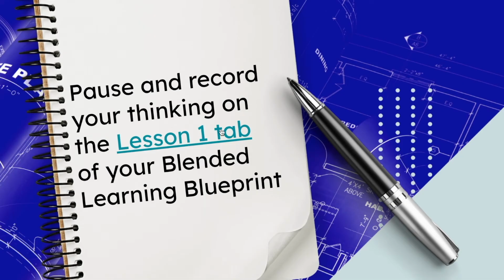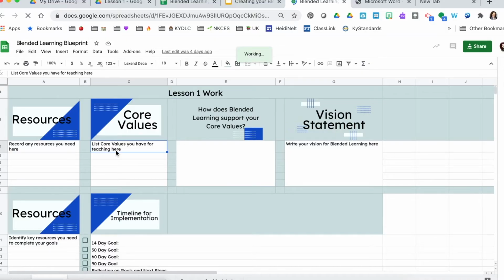Right now, pause and record your thinking on the Lesson 1 tab of your blended learning blueprint. List 3 to 4 core values underneath the core values section. Answer the question, how does blended learning support your core values? And finally, draft your vision statement.